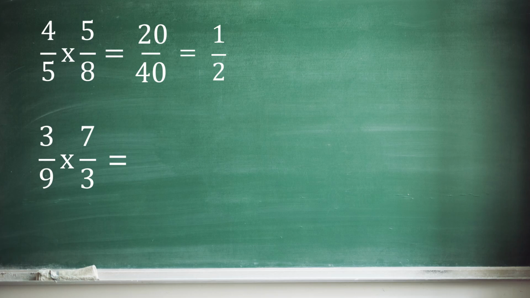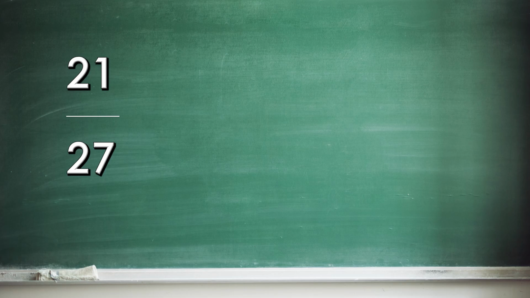Let's try this one. 3 times 7 is 21, and straight across the bottom, 9 times 3 is 27. This one's a little harder to simplify. What we need to do is find the greatest common factor between 21 and 27. A number's factors are just numbers that fit evenly into that particular number.